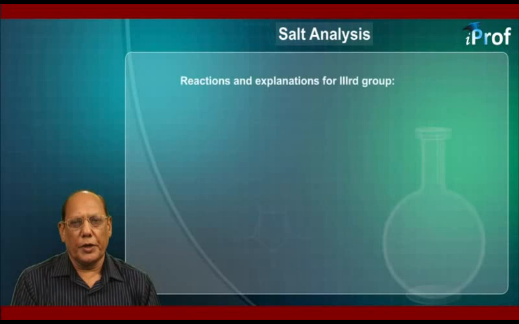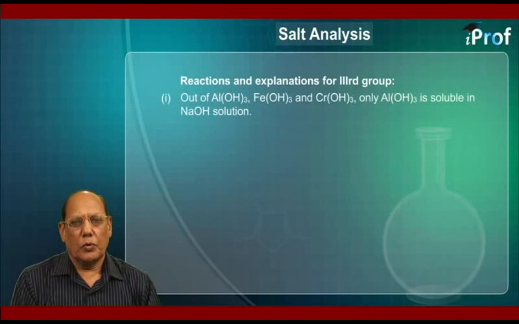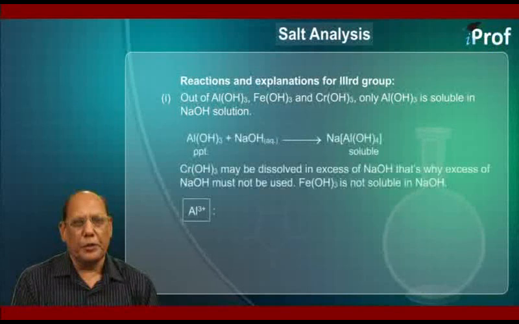Reactions and explanations for third group. Number 1. Out of Al(OH)3, Fe(OH)3 and Cr(OH)3, only aluminum hydroxide is soluble in NaOH solution. That is Al(OH)3 precipitate plus NaOH aqueous.